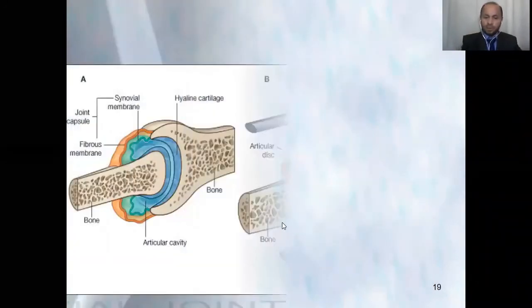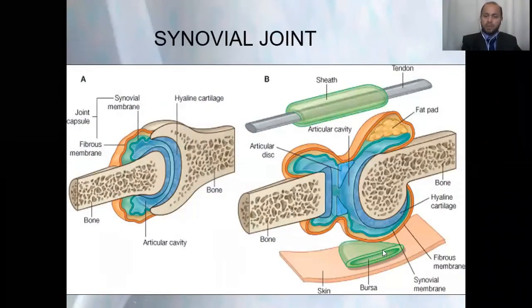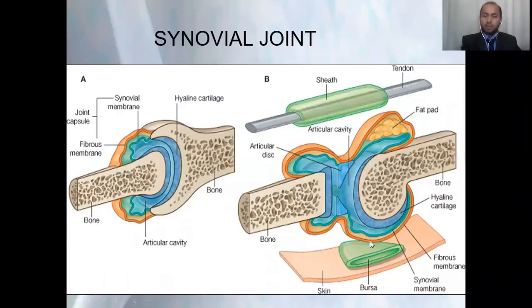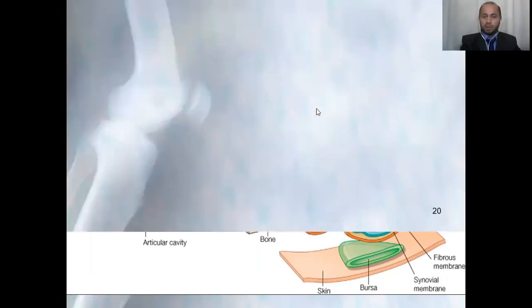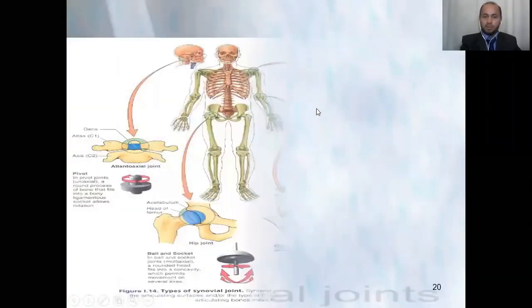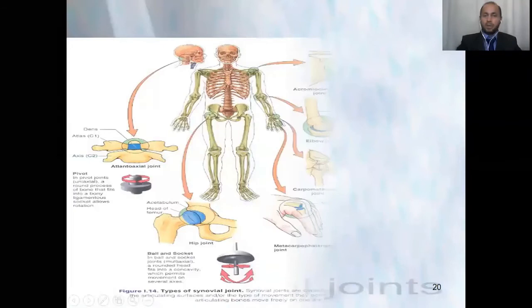So this is the bursa. Bursa is also present between the skin and the joint to decrease the friction of the skin on the joint. This is the tendon covered by the sheath. This is also to decrease the friction of the tendons. These are the main structures present in the joint.